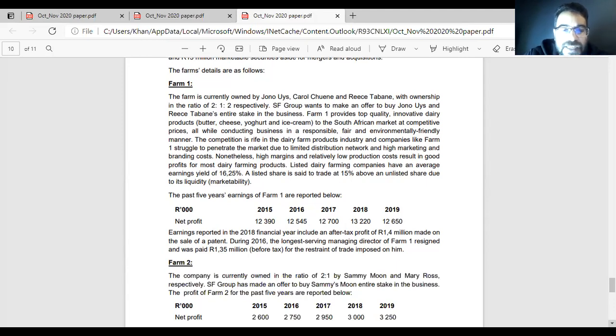So the past 5 years earnings of Farm 1 are reported below. They're giving you the net profit. When you use the PE multiple, the valuation is calculated as follows. Value equals sustainable earnings or maintainable earnings multiplied by PE multiple. The PE multiple will be determined using a comparable company's PE multiple and then making the necessary adjustments for any differences between the comparable company and the target company. The target company being Farm 1.